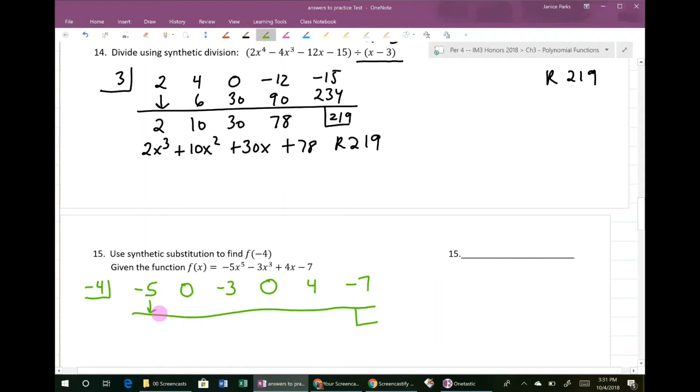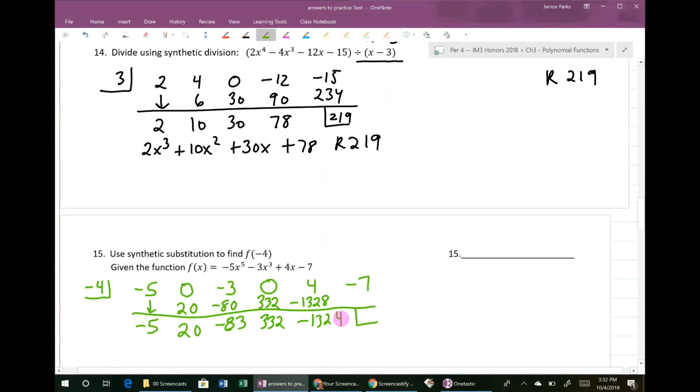So we bring this down, that gives us negative 5 times negative 4, plus, that's 20. 20 plus 0 is 20. Multiply by negative 4, that's negative 80. Add those together, that's negative 83. 83 times 4, that gives you 332. Add that to 0. Multiply that by negative 4. It gives me negative 1,328 plus 4.